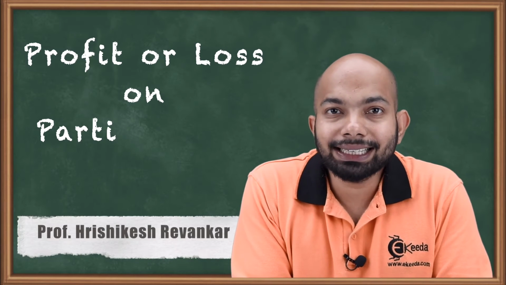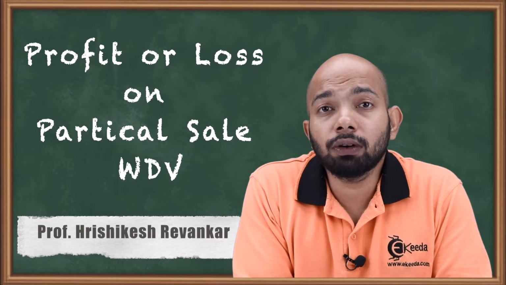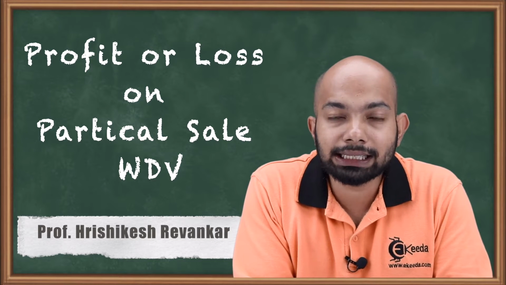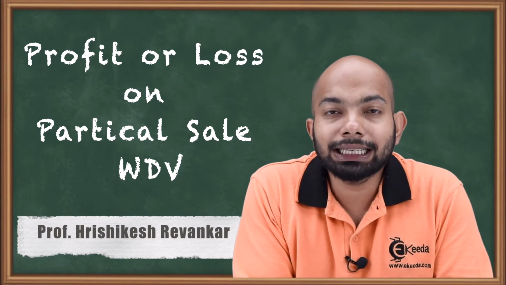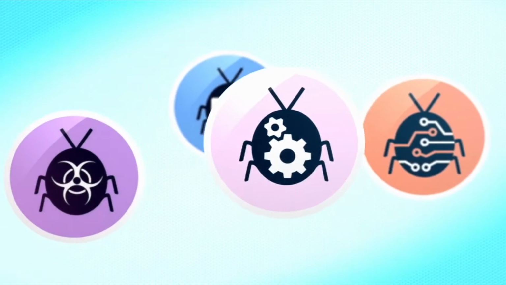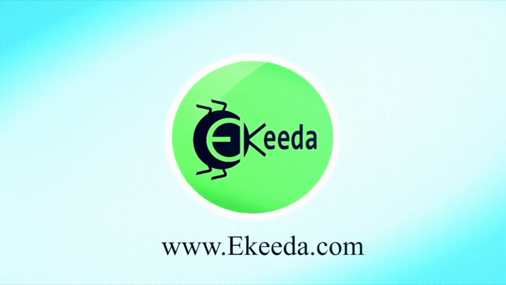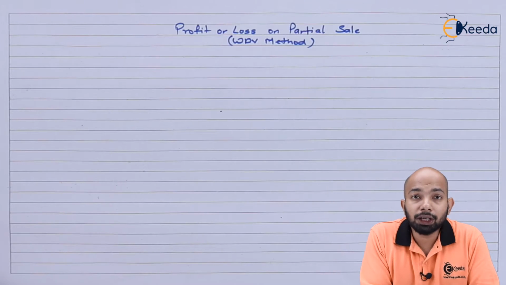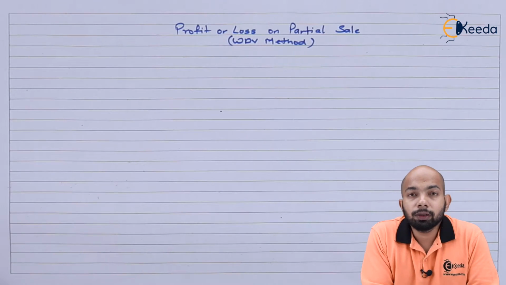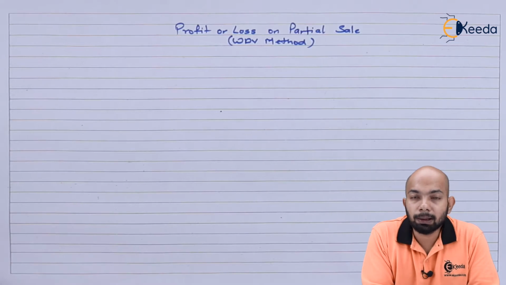Hello friends, we'll be discussing certain details about how to solve a problem related to partial sale of asset when the WDV method is under consideration. So when we speak about partial sale of asset, we basically talk about a part of an asset being sold out, or rather a part of the machinery or product being sold out completely.